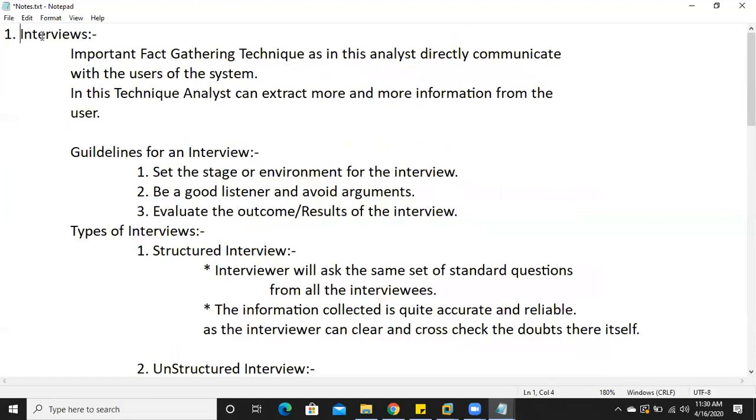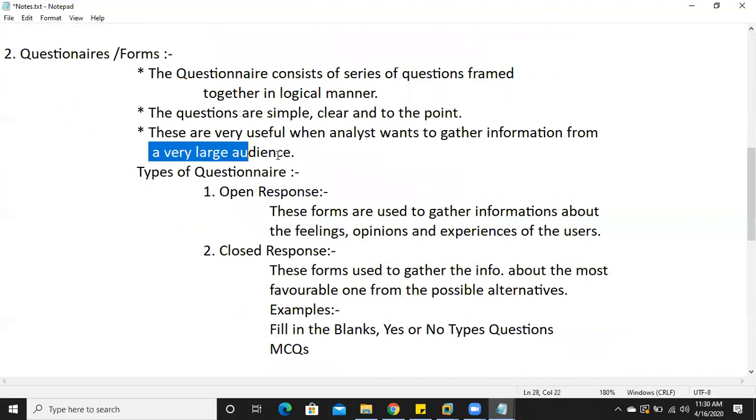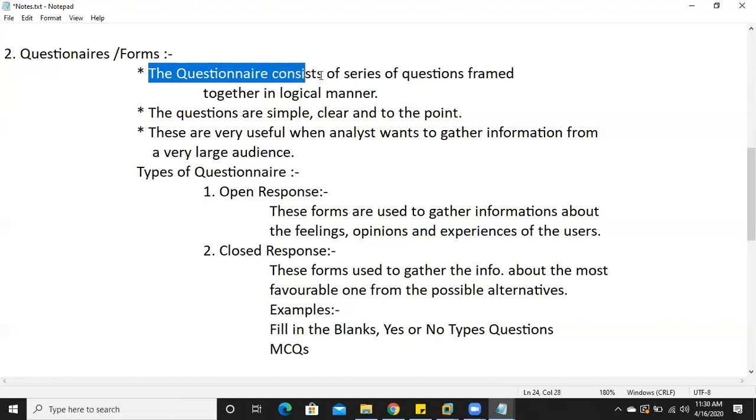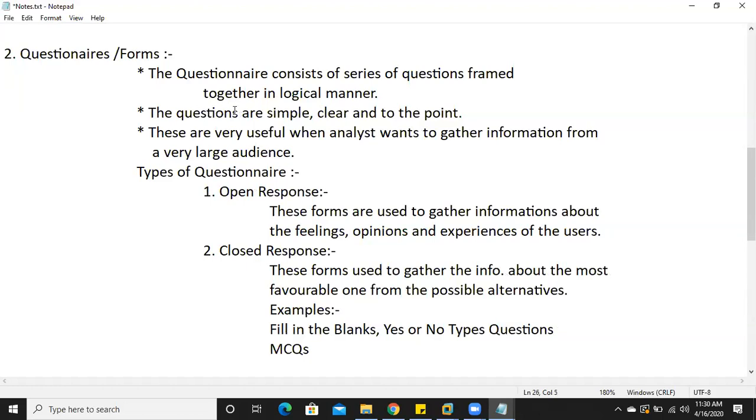In that case we cannot interview a large number of people. So where we have a large audience, we prepare a questionnaire, or a form, and we send the forms to all the interviewees. So what does a form contain? A form or questionnaire consists of a series of questions framed together in a logical manner. The second point is that the questions are simple, clear, and to the point. You can take the example of Google Forms as well.